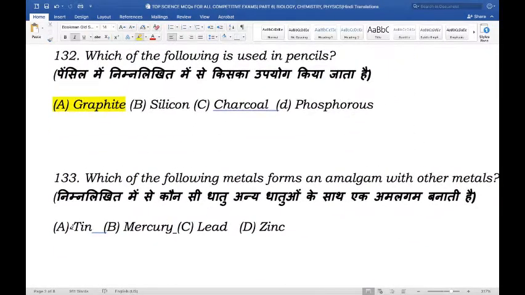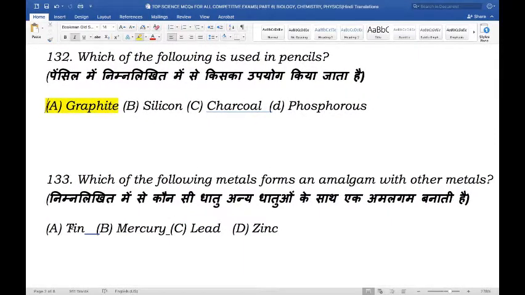Question number 133. Which of the following metals form an amalgam with other metals? Is it A, tin, B, mercury, C, lead, or D, zinc? So which metal forms an amalgam with other metals? So the answer here is B, mercury. An amalgam is an alloy of mercury with another metal. So almost all metals can form an amalgam with mercury.